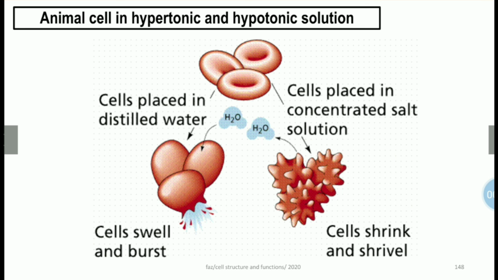However, when the animal cell is placed in a concentrated salt solution, meaning that in the salt solution the water molecules are fewer compared to the water molecules in the animal cell, the water molecules in the animal cell will diffuse or move out from the animal cell to the concentrated salt solution, making the animal cell shrink and shrivel.